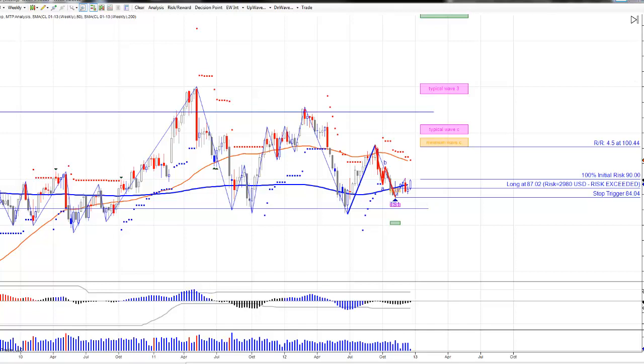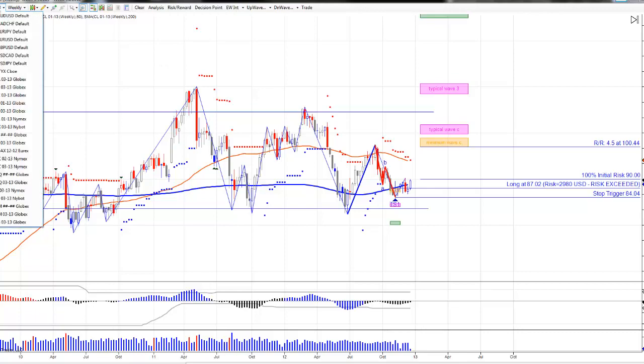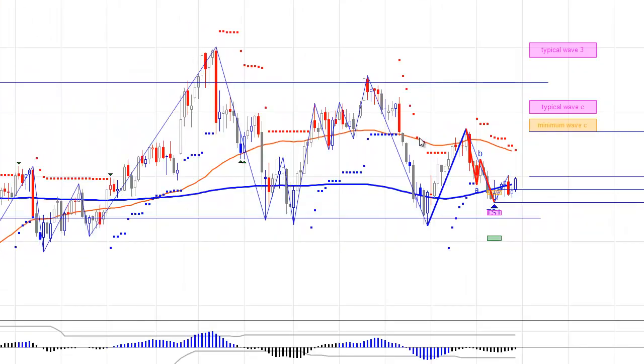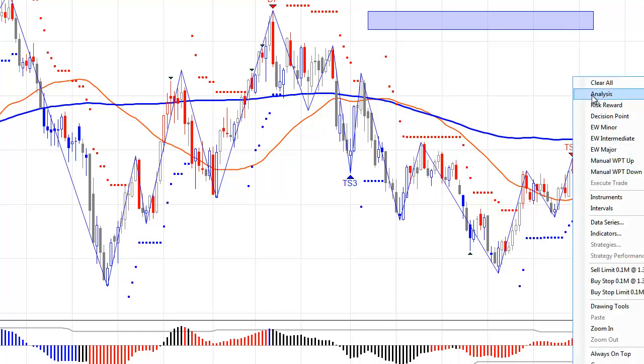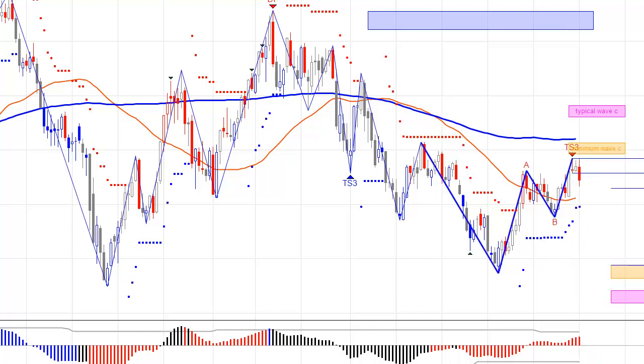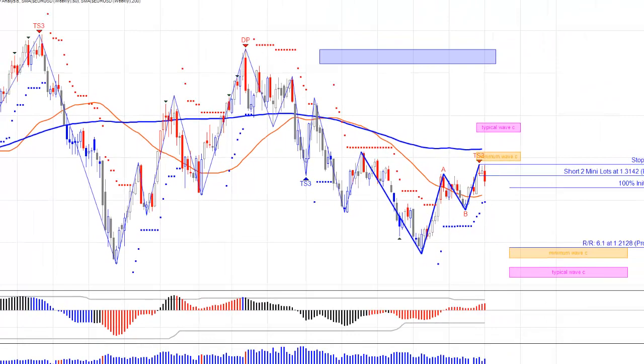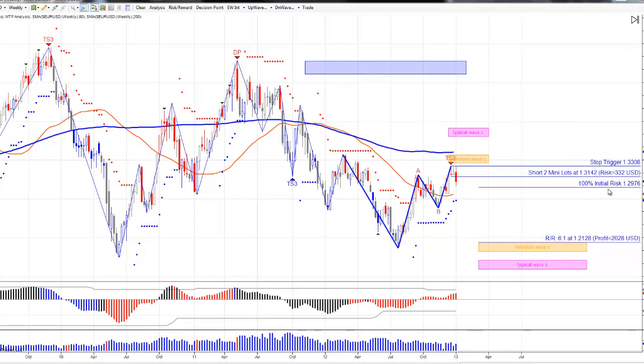And then finally, let's look at the dollar and euro, US dollar. Okay, so the euro US dollar here. There's a TS3 sell signal in here. It's a valid signal. If you short the Forex pair, you'd be at 31.42. The 100% initial risk line is at 29.76, where you can move your stop down if you're into that. There's the target.